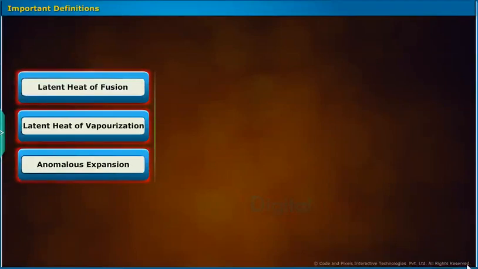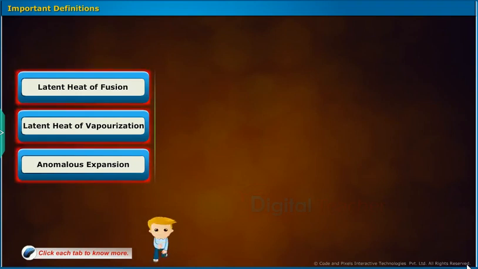Let us know some important definitions. The following tabs give the information about the latent heat of fusion, latent heat of vaporization, and anomalous expansion of water. Click each tab to know more.